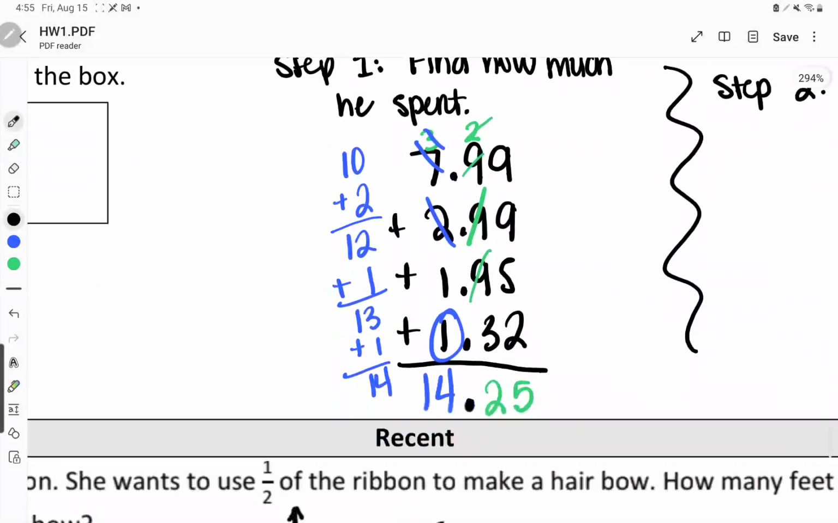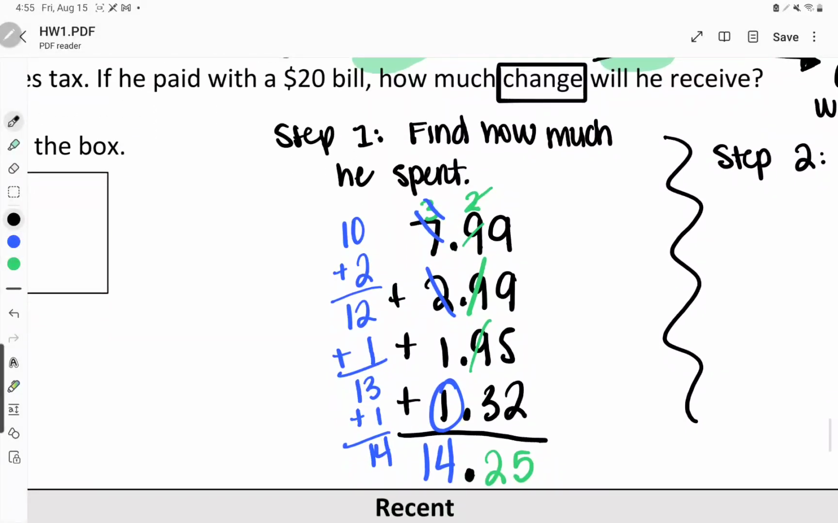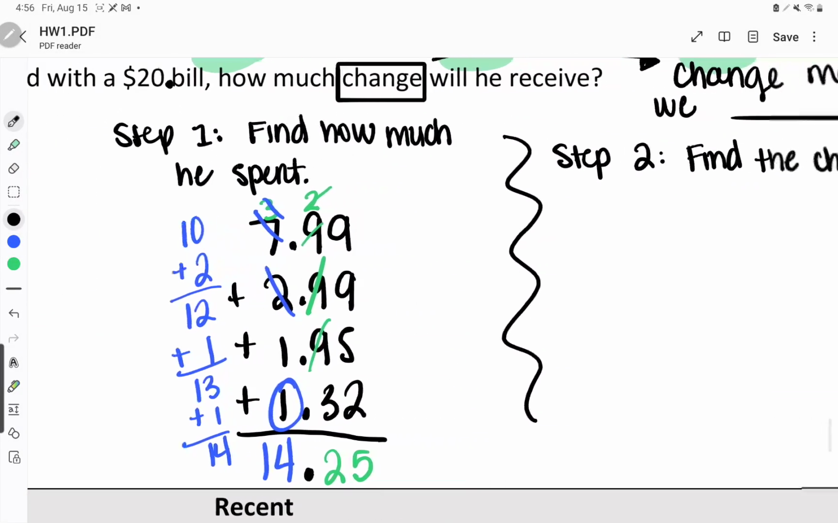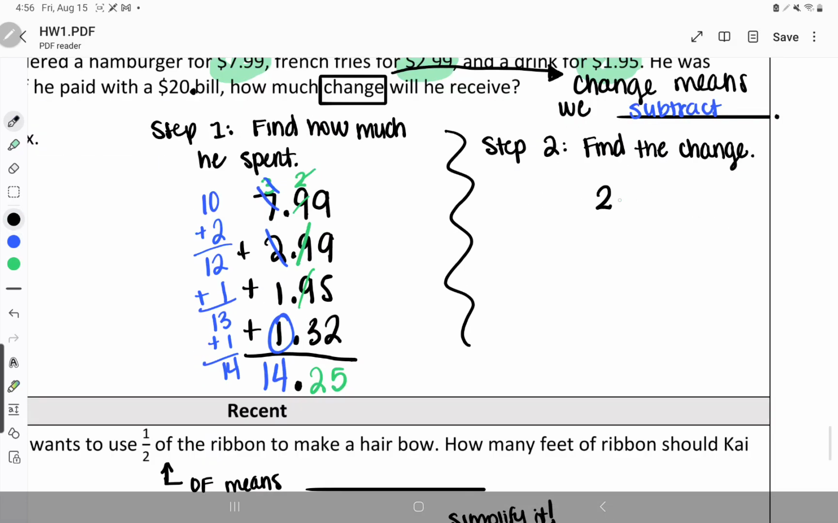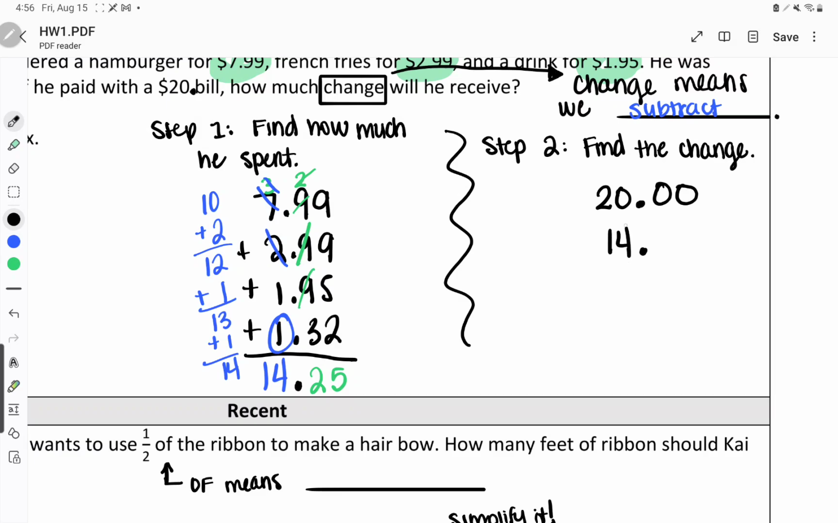I notice that my $14.25 has a decimal, but my 20 does not. So I'm going to add a decimal right there. And change always means that we do what? Subtract. So I'm going to take 20, don't forget my decimal, and I'm going to subtract. Now, when we add or subtract, we always have to do what? Line up our decimals. So this will be 20 with 2 decimals, and then 14.25.